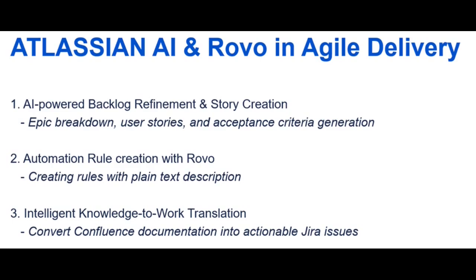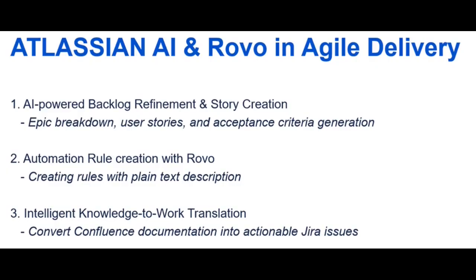This is where Atlassian AI and Rovo come into play. Today's demonstration focuses on how AI can move beyond being just an assistant and become a practical enabler of agile delivery, helping teams think, decide, and act faster without losing control or governance.